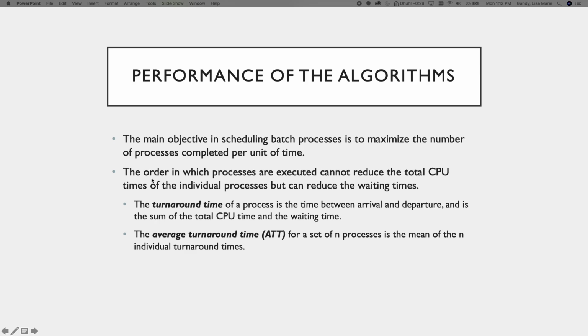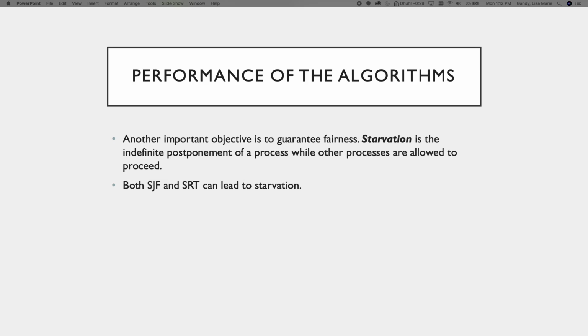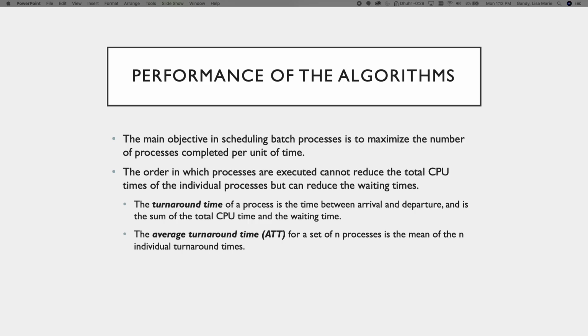So the main objective in scheduling batch, wait, sorry, I feel like there was an activity, but I think it's later. Okay. The main objective in scheduling batch processes is to maximize the number of processes completed per unit of time. The order in which processes are executed cannot reduce the total CPU time of the individual processes, but can reduce the waiting times. So we're moving on from that to a different thing.